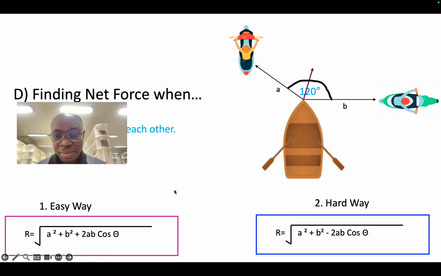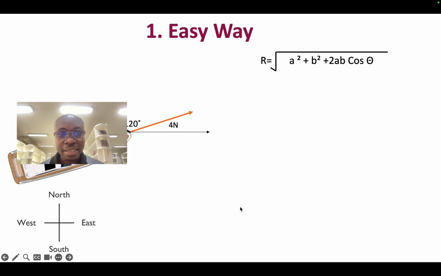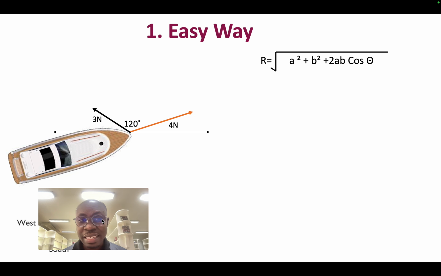So, by the way, before we look at it, let's look at the formula. The easy way, the net force is equal to the square root of A squared plus B squared plus 2AB cos theta. In the hard way, the net force is equal to the square root of A squared plus B squared minus, okay, can you see that? In the easy way it is plus, in the hard way it is minus 2AB cos theta. Now, let's look at the easy way. So why is it easy?